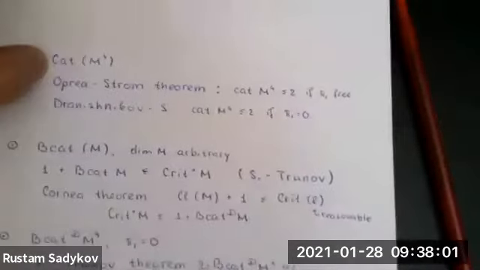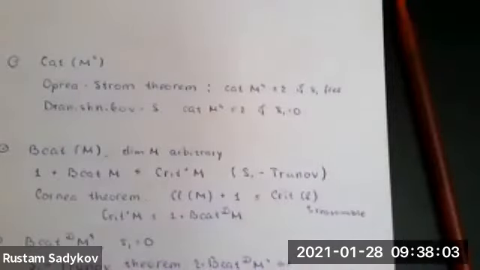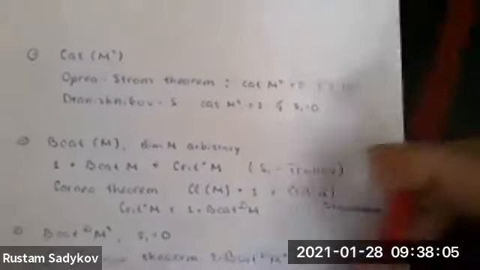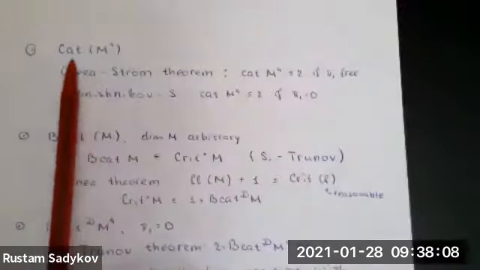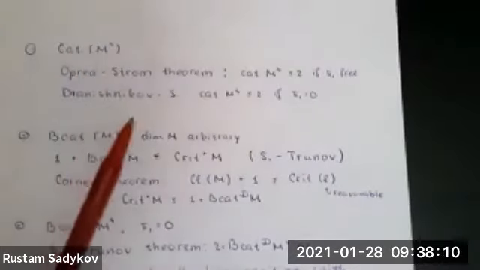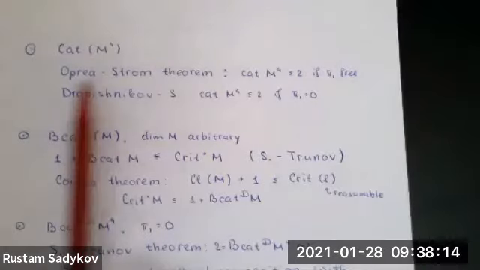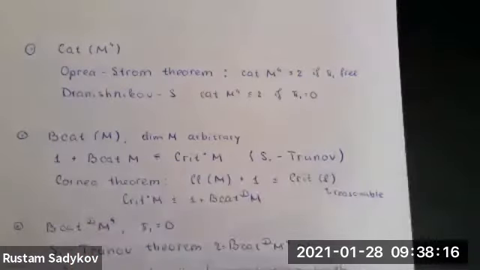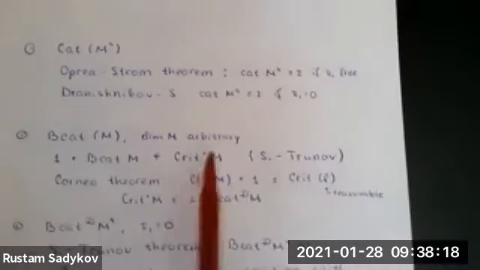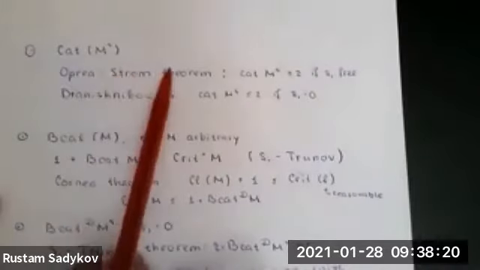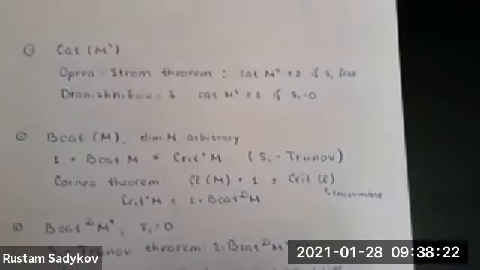So I will have 3 parts in the talk. In the first part, I will be discussing the category of M, and over there are 2 theorems. One theorem is by Aprea and Strom, and another by myself and Dranishnikov. But actually, our theorem follows from the first theorem, and these are not actually theorems; these are basically observations.